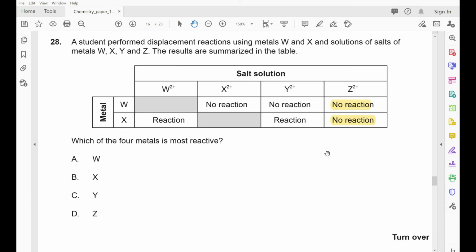Question 28. Which of the 4 metals is most reactive? Now look at Z ion. W and X cannot displace Z. So Z must be very reactive. So the answer is D. But let's put all the metals in order. Look at metal W. It cannot displace any of the other ions. That means W is the least reactive. Now between X and Y, X can displace W and X can also displace Y. So X is more reactive than Y.